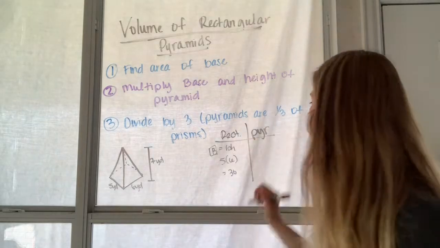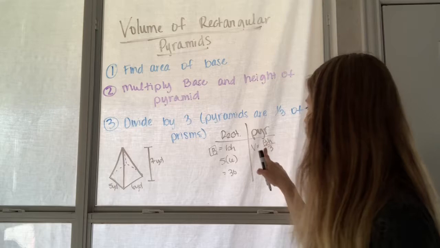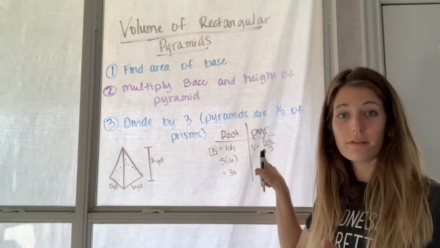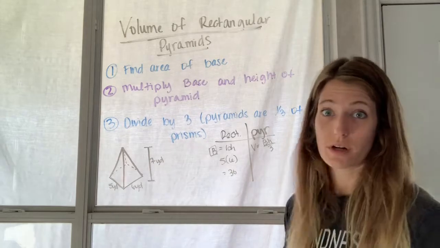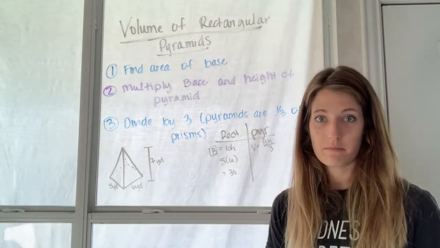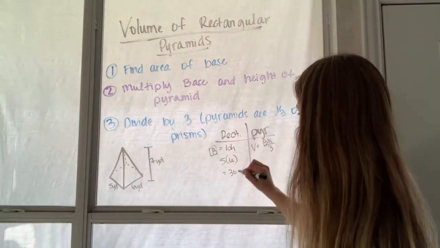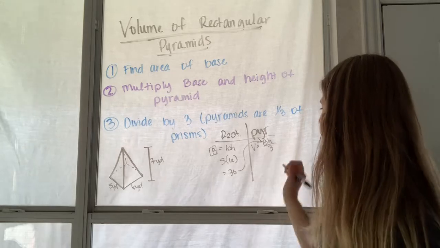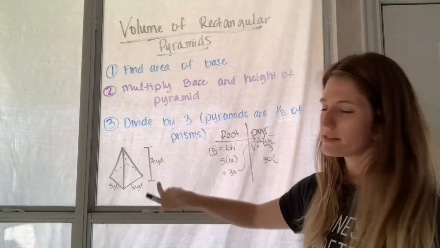We all know that. Then I'm plugging it into my pyramid formula, which is capital B for the area of the base times the height of my pyramid divided by 3, because of what we just talked about. All pyramids are 1/3 of a prism, so we need to cut them by 3, divide by 3. So I'm taking this 30, I'm gonna plug it in. Now I've got 30 times the height, in this case is 7.